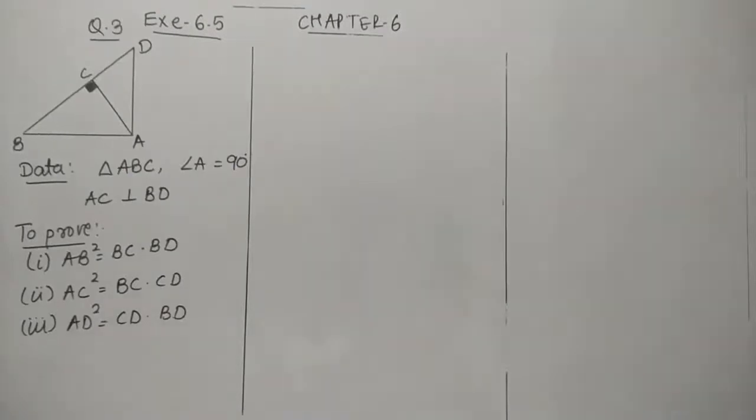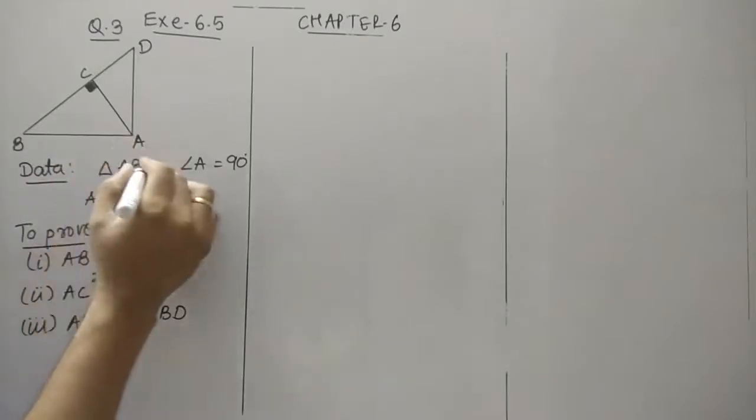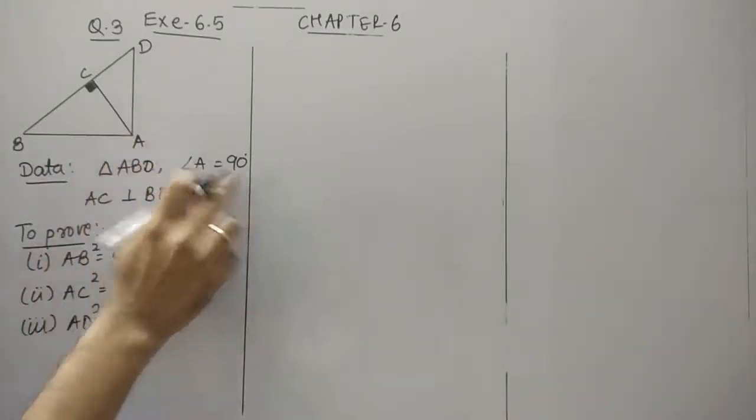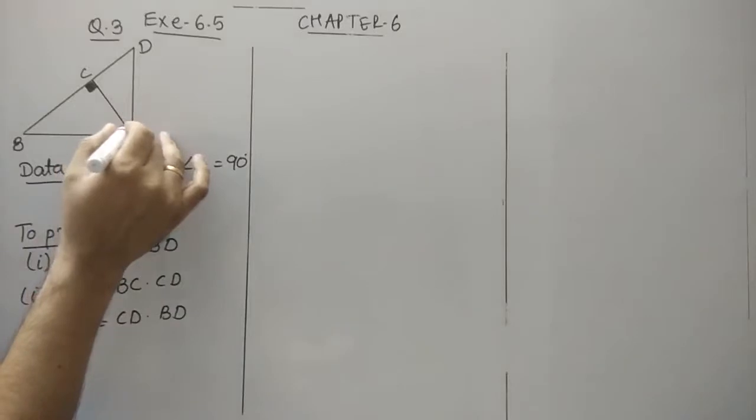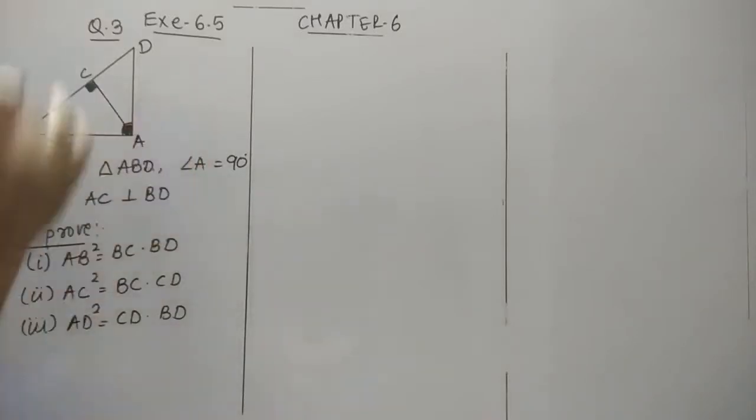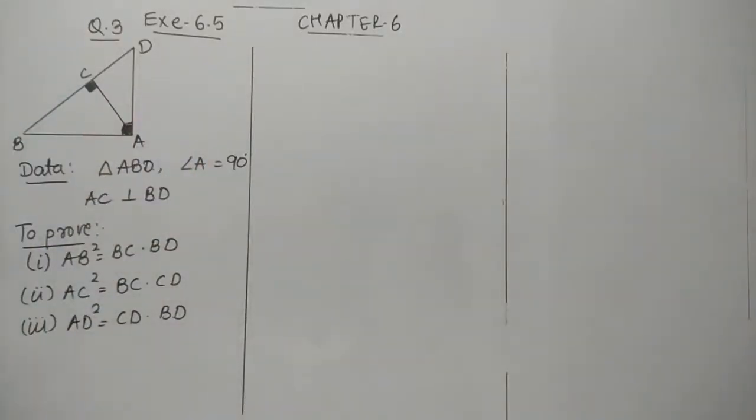Let us start with question number 3. Question 2 I am not doing here. That is one of the proofs of the given question number 3. Let me complete this. You will understand which one is used to complete question number 2. So here in the question they have given the triangle ABD. Angle A is a right angle. AC is given perpendicular to BD. So we have to show this thing.